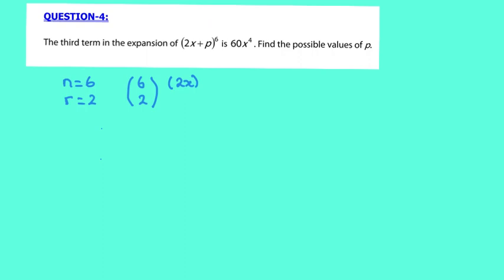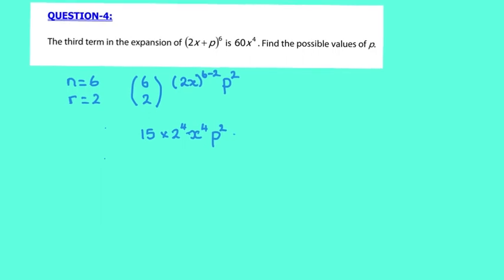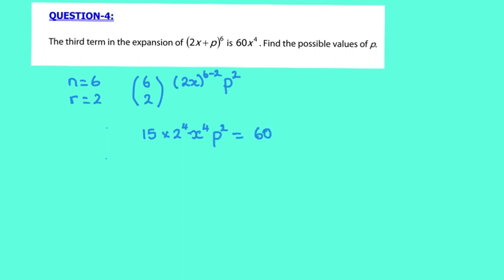2x to the 6 minus 2, p to the 2. If we expand this, we get 6 choose 2 is 15, 2 to the power of 4, x to the power of 4, p squared. We know that that is equal to 60x to the power of 4, which is equal to 240x to the power of 4, p squared, which is equal to 60x to the power of 4.